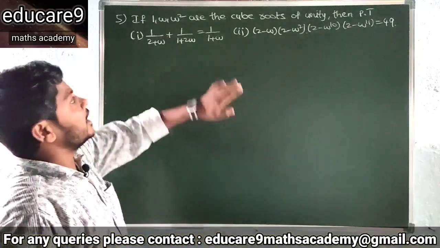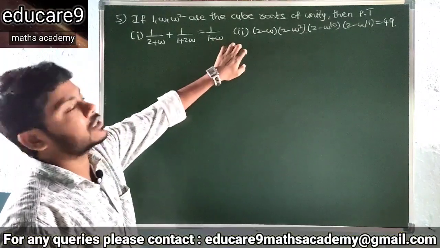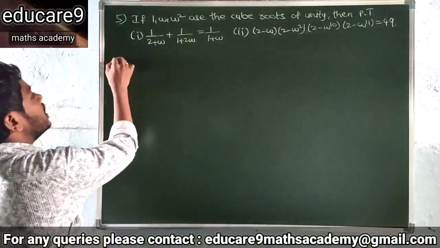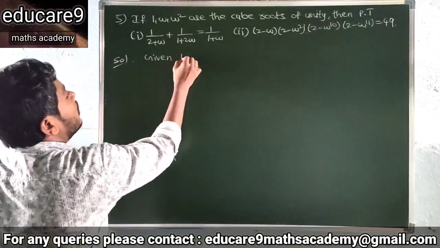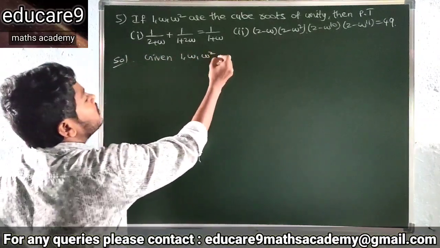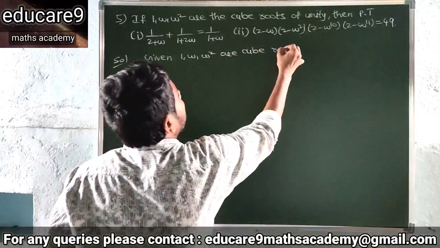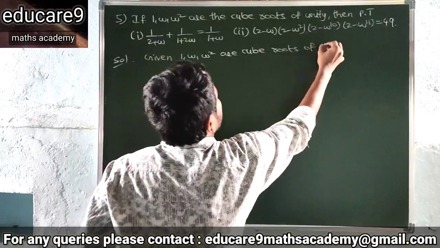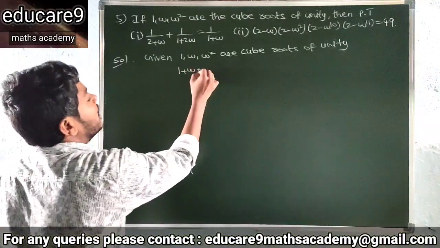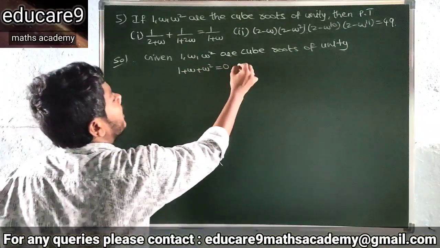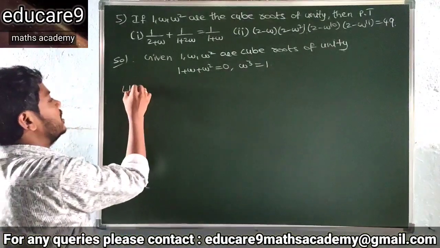So here question number 5. Here 1, omega, omega square are cube roots of unity. Then prove that these two. See here first solution. So given 1, omega, omega square are cube roots of unity. That is 1 plus omega plus omega square is equal to 0 and omega cube is equal to what? 1.